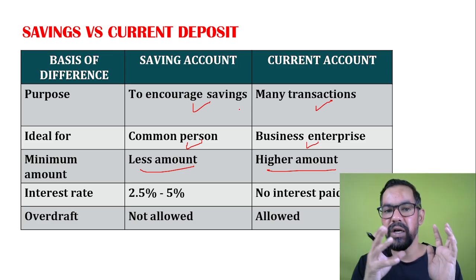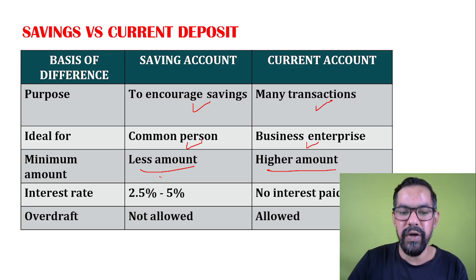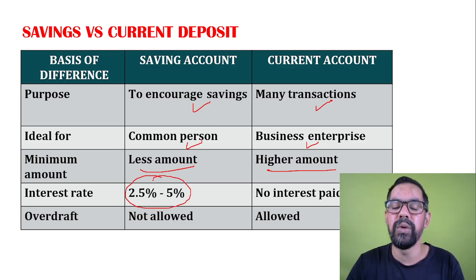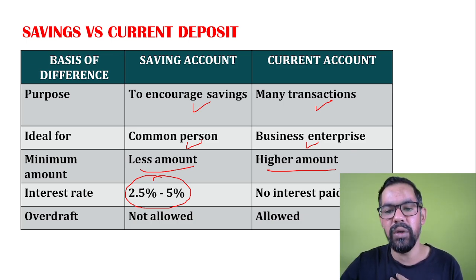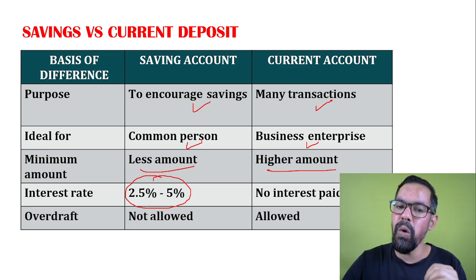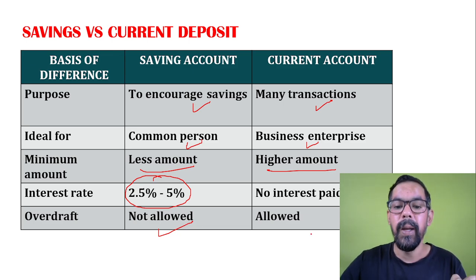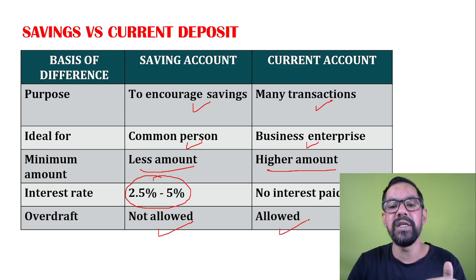But if you compare, in saving account it is lesser as compared to current account. So rate of interest is around 2.5 to 3 or 4%, or 5 is higher side for senior citizen and all. And in case of current account, there is no rate of interest provided by banks. Okay, overdraft facility is not allowed in case of saving account. In case of current account, it is available.